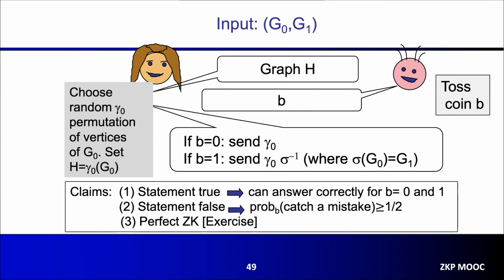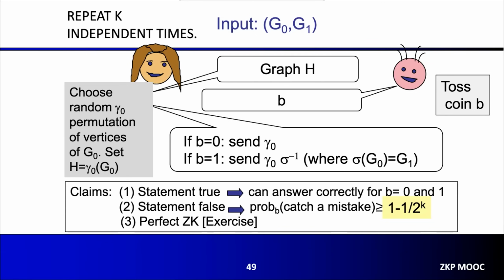If the statement was false, the verifier will catch a mistake, that is, we will ask to see the isomorphism from G0, and the prover won't be able to supply it because there's either just an isomorphism from G0 or from G1, or maybe from none. The probability the verifier will catch a mistake is greater than or equal to 1/2. And if we do this 100 times, the probability of catching a mistake will be very close to 1: 1 minus (1/2)^100, or if you repeat k times, 1 minus (1/2)^k.